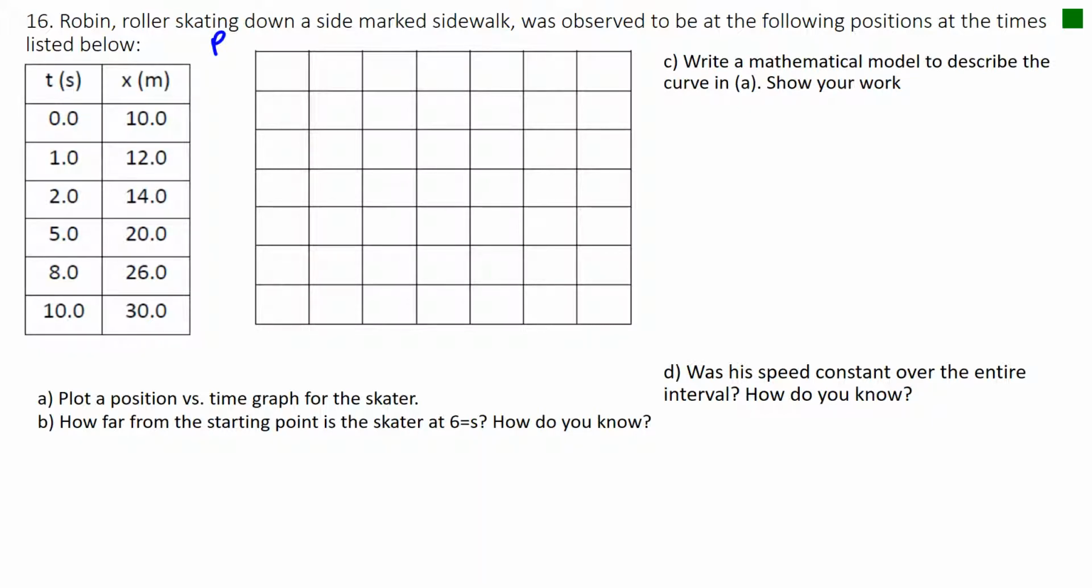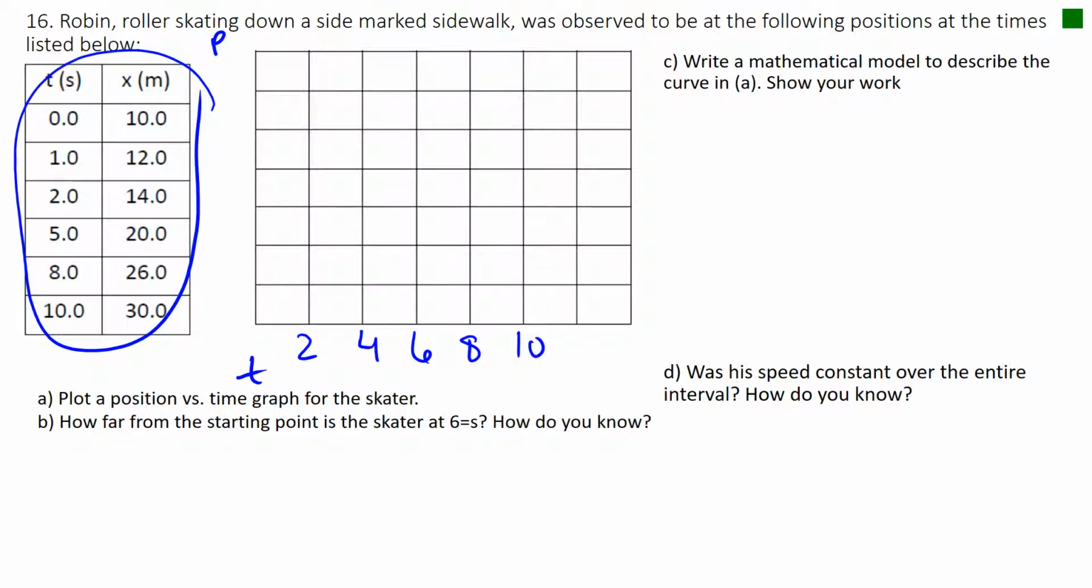So position is on the Y, time is on the X, and the first thing we need to do is graph this data. All right, so we're going to do 2, 4, 6, 8, 10, and those are in seconds. And for the position, we're going to do 5, 10, 15, 20, 25, 30, and those are in meters.